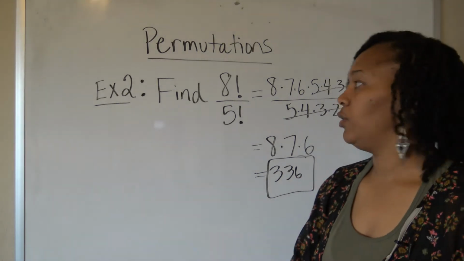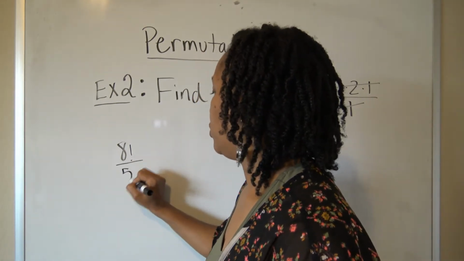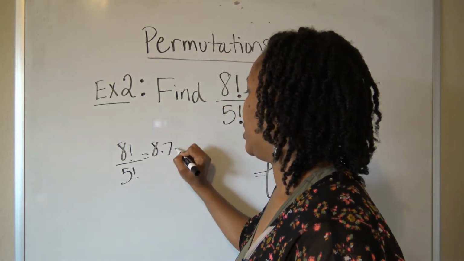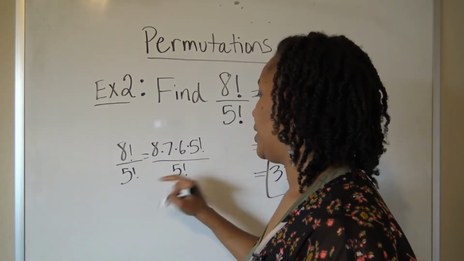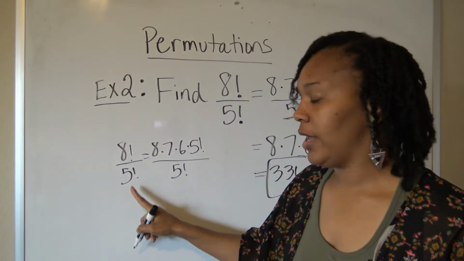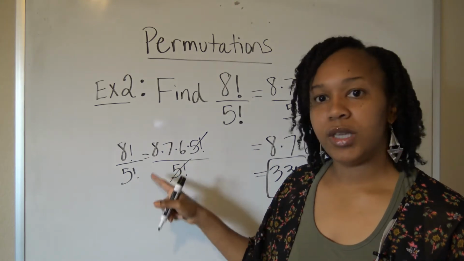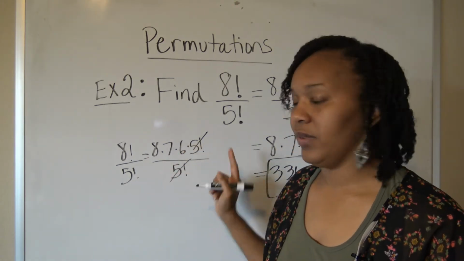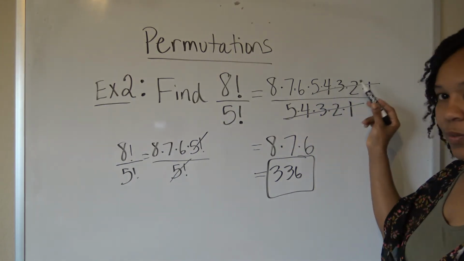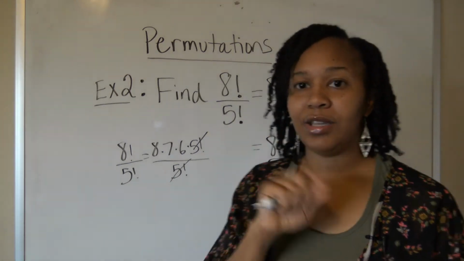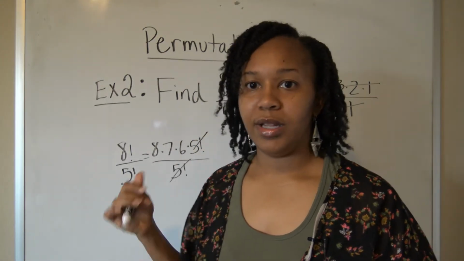Now, another way you could write this: 8 factorial over 5 factorial is the same as 8 times 7 times 6 times 5 factorial. I stopped there because I see the 5 factorial in the bottom. So if I write it out like this, 8 times 7 times 6 times 5 factorial, I see that the 5 factorials cancel out and it leaves me with 8 times 7 times 6. So it's the same thing as what I did here. It's just I don't have to write out the 5 times 4 times 3 times 2 times 1. I see that they're going to cancel, so I just stop and write 5 factorial and then cancel them out and I see what's left.